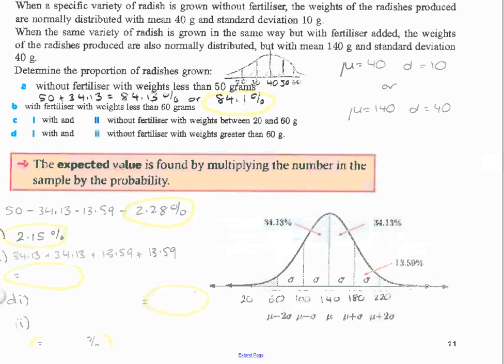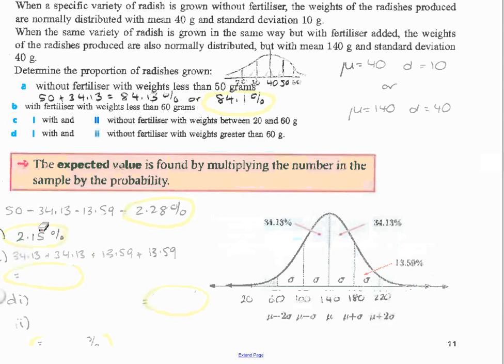So you can see I kind of worked them out in the reverse order. I did the first one. So with fertilizer, between 20 and 60. Between 20 and 60 is just this tiny amount here. So between 20 and 60 with fertilizer is 2.15%.